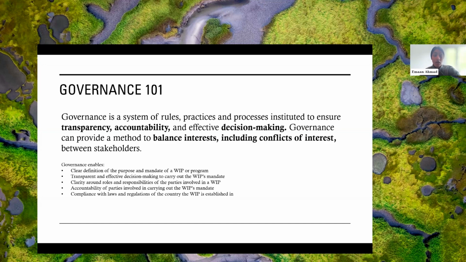And some of the key outcomes we hope to achieve through our governance is having a clear definition of the purpose, mandate, and objective of a program, enabling transparent and effective decision-making within the program to carry out its mission, ensuring clarity around the roles and responsibilities of parties involved, ensuring accountability of the parties involved, and then finally ensuring compliance with any laws and regulations in the country that the program is established. So with that, we can move to the next slide.